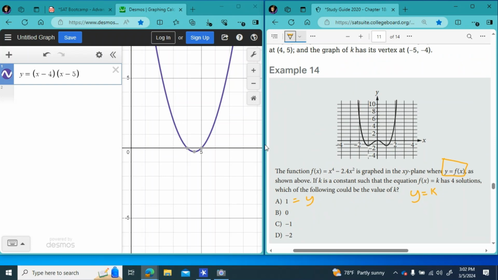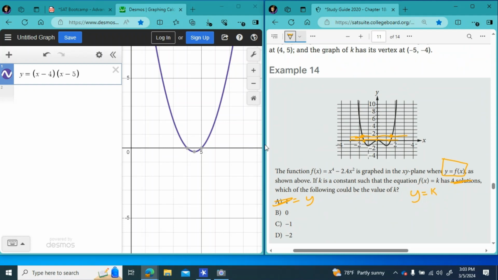If y equals positive 1, this is a little bit hard to see because it's small. But if I come here, I can see right across this line, y is positive 1, and I only have 2 solutions. When y is positive 1, I only touch the graph 2 times, not 4 times. So that's not the answer. And at 0, I touch it 1, 2, 3 times.